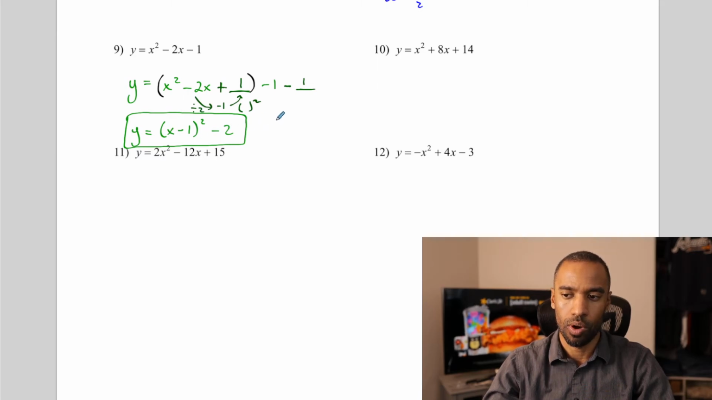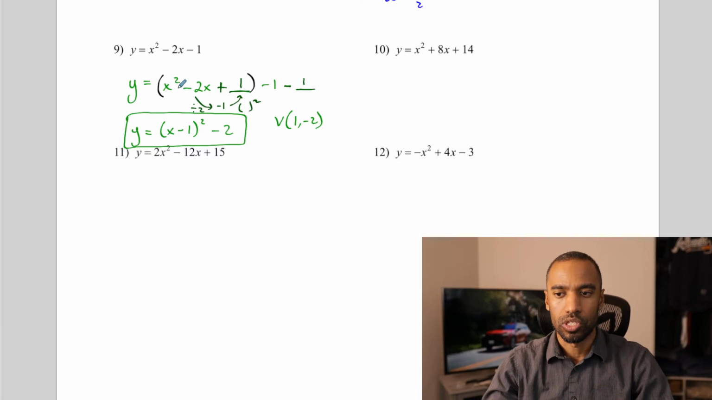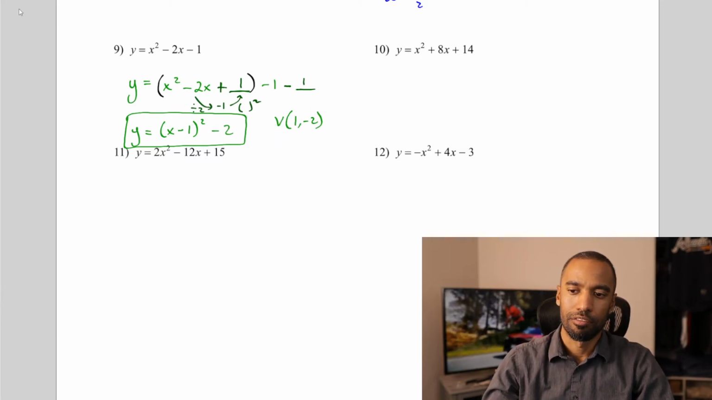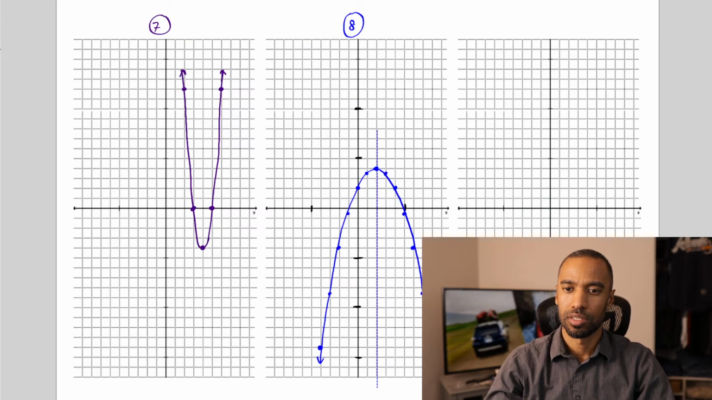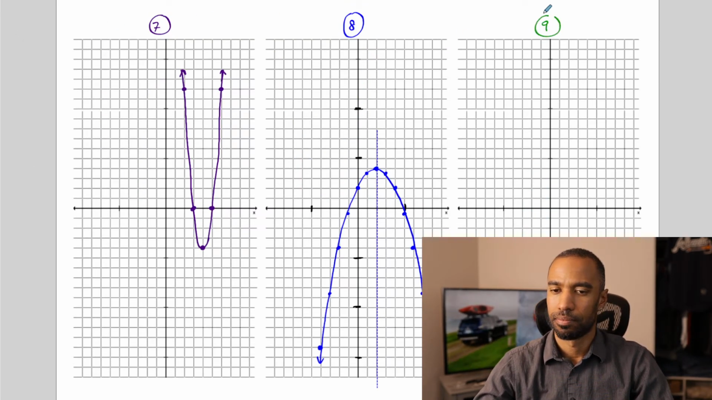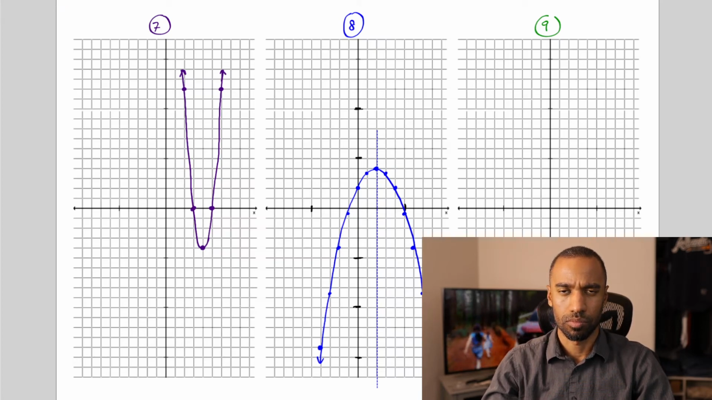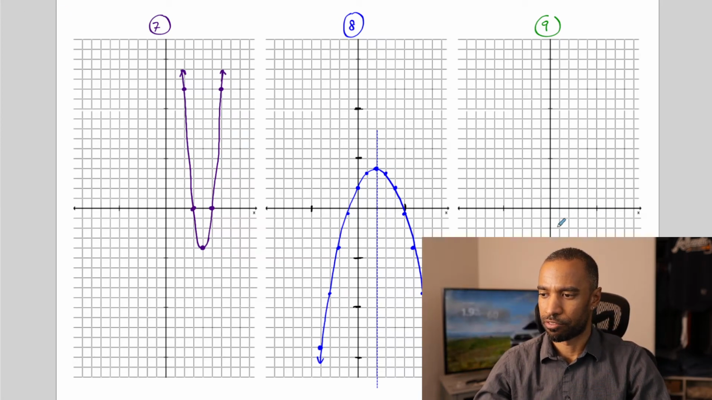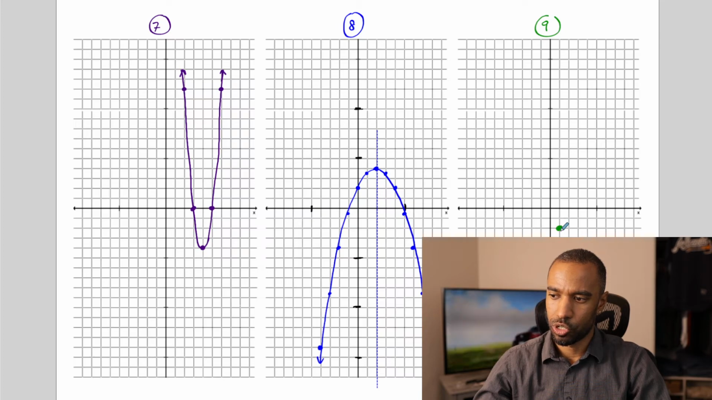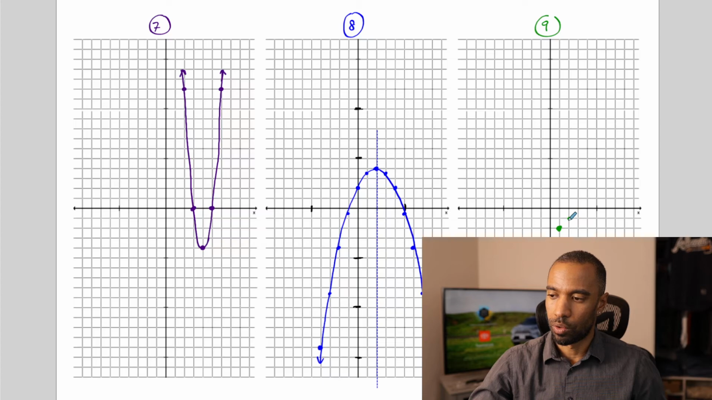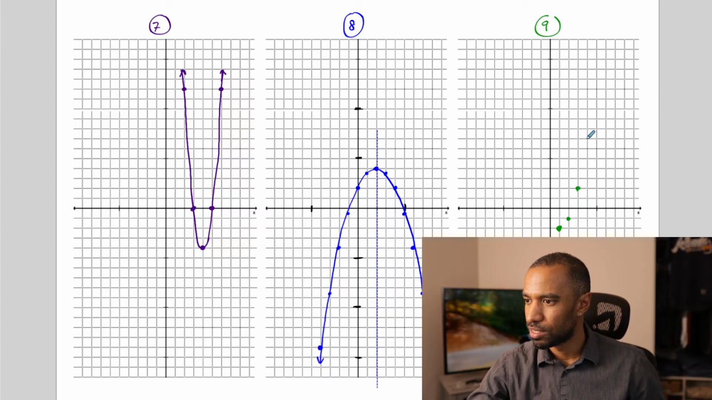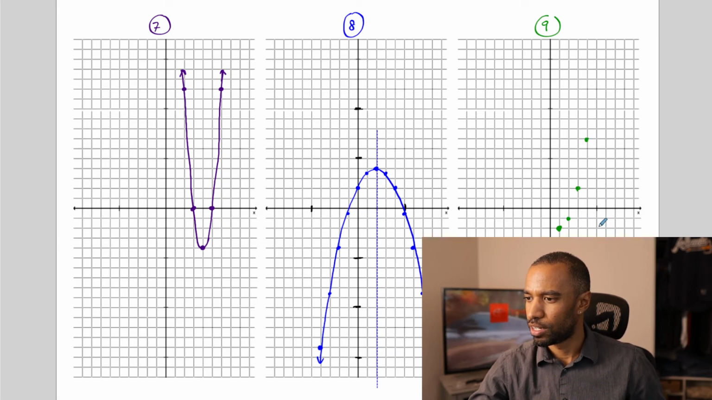So the a value is 1 and the vertex is at 1, negative 2. So we took this thing and got it in its vertex form. Vertex is at 1, negative 2. Let's go to work on it. Number 9 here. 1, negative 2 right here, and the a value was 1. So what do we do? 1, 1, 2, 4, 3, 9, 4, 16.